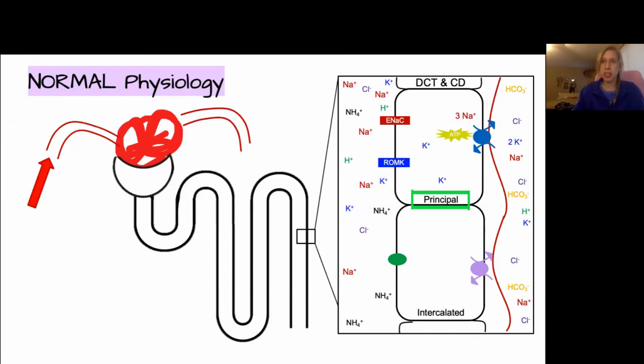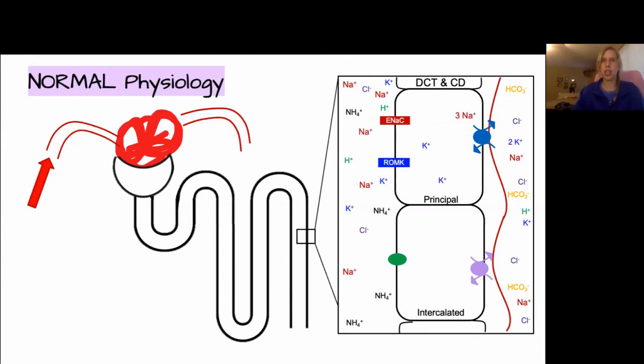In the principal cell, we have a sodium-potassium pump that creates a gradient that pulls in sodium through the ENaC channel into the principal cell. This then creates a negative lumen charge, which attracts the potassium into the lumen of the nephron.